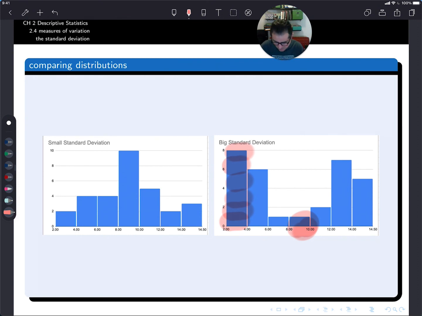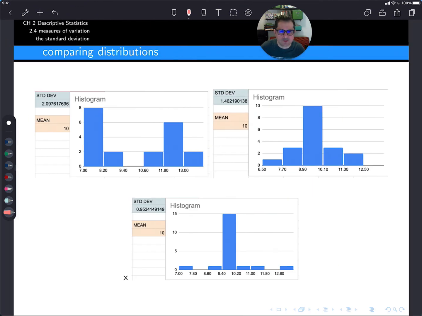On the other hand, here there is a lot of data in the middle, and that's going to contribute very little or nothing to the sum, right? Because these are very close to the mean. And the numbers that are away from the mean, they're not so many, right? They're less frequent. So it will contribute less to that sum, so the standard deviation would be smaller.